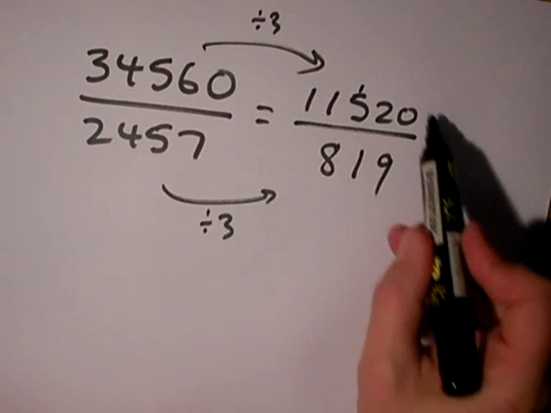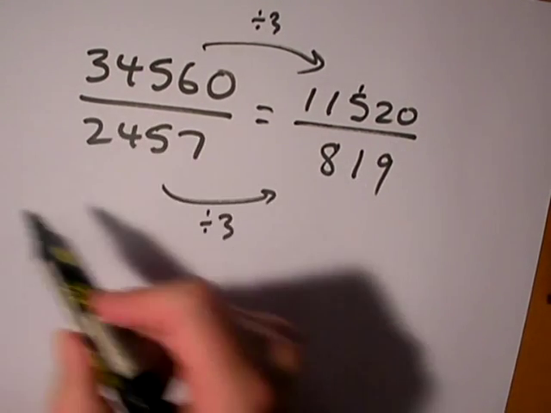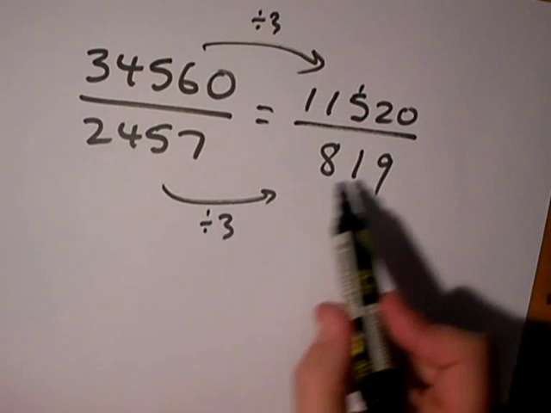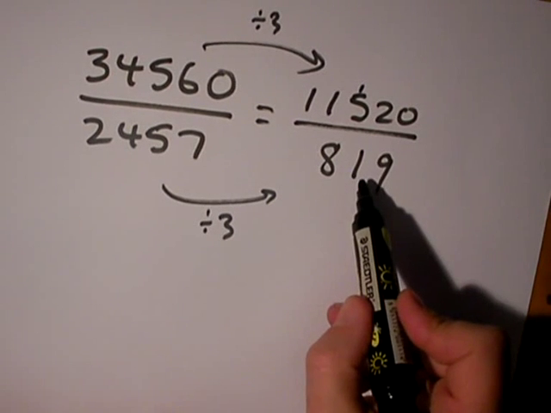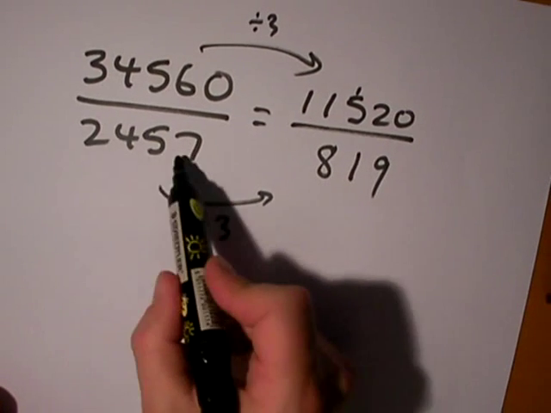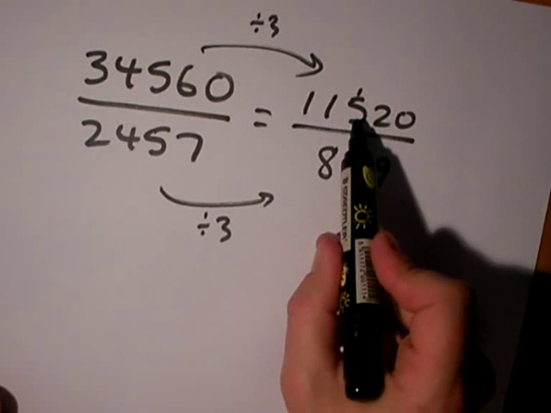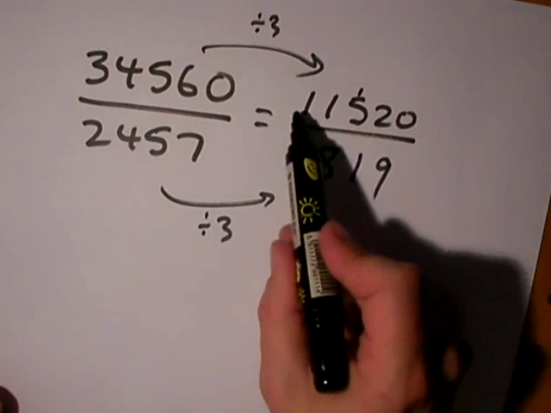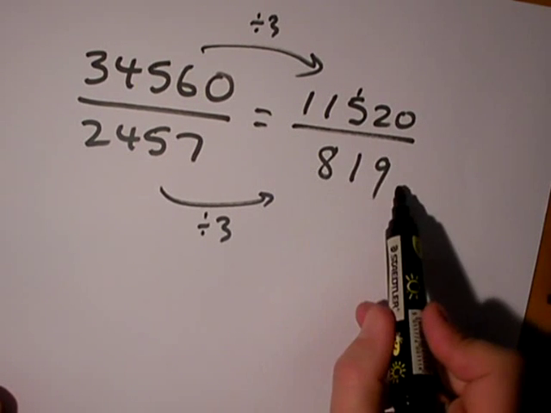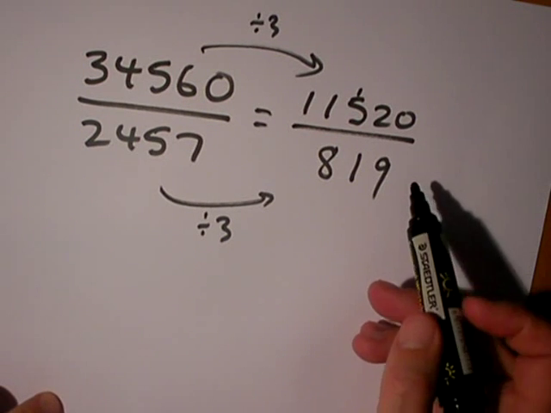So the answer to this is exactly the same as the answer to this, which in turn was the answer to my original question. And it's easier to divide by 819 than it would be if I was going to divide by 2457. Again, I could add up the digits. The digits add up to 9, the digits add up to 18, so again I can cancel by 3 again.